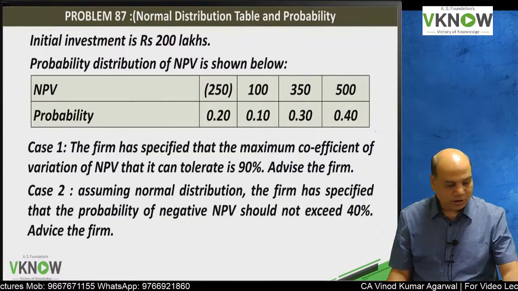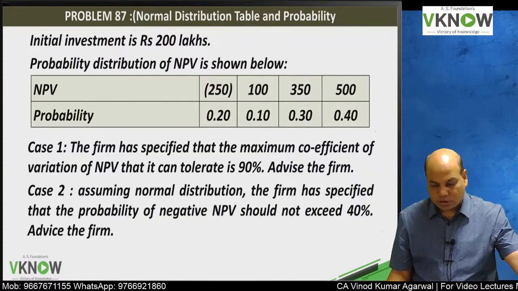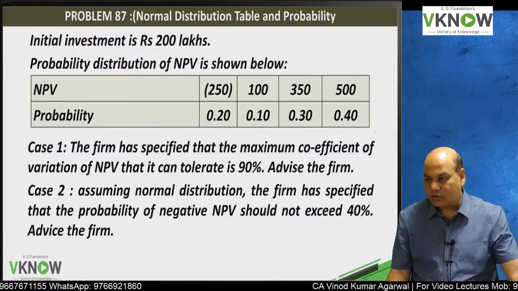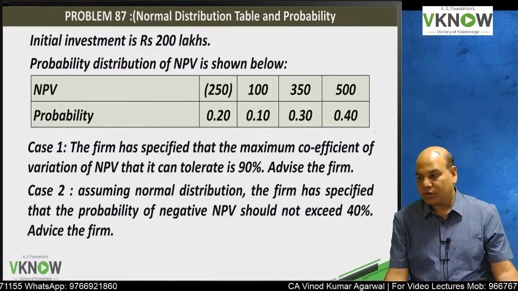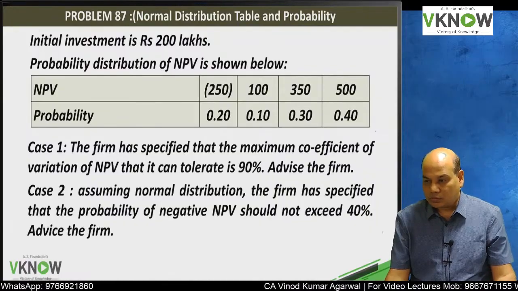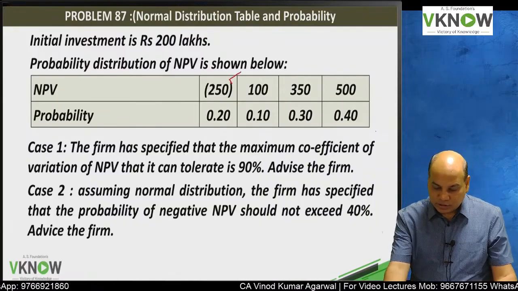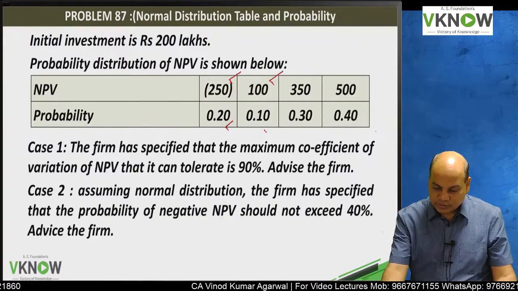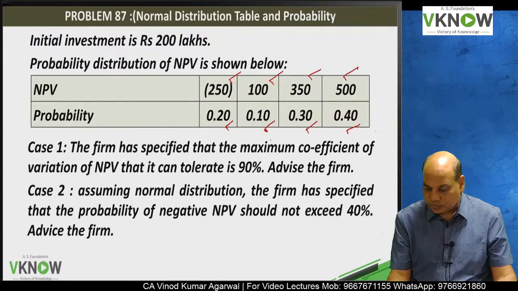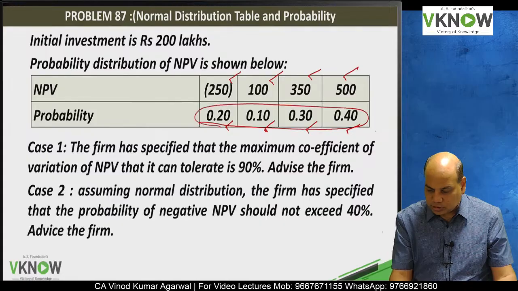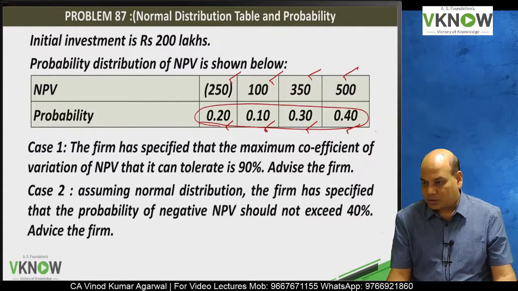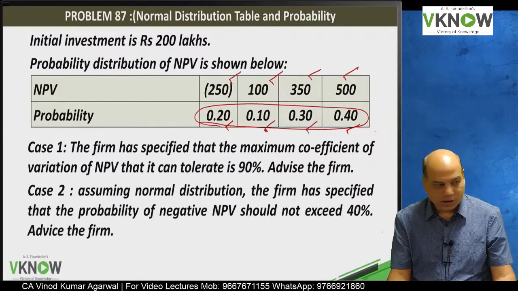Question number 87: initial investment is rupees 200 lakh. The probability distribution of NPV is shown below. NPV can be 50 with probability 0.2, 100 with 0.1, 350 with 0.3, and 500 with 0.4. The total should be 1, yes it is. So there are 4 possible NPVs with the given probabilities.